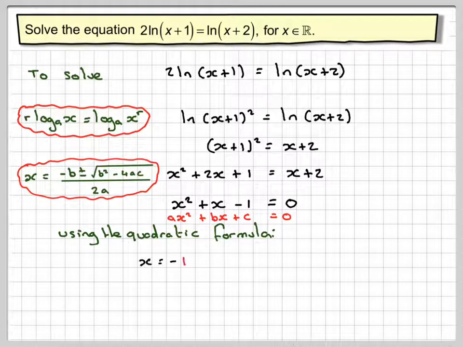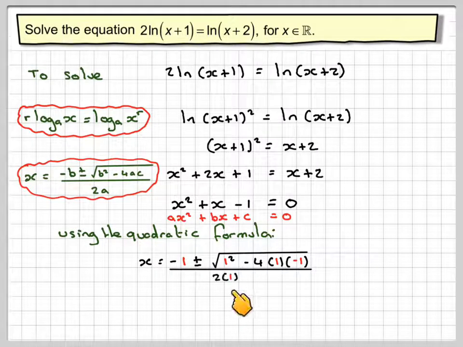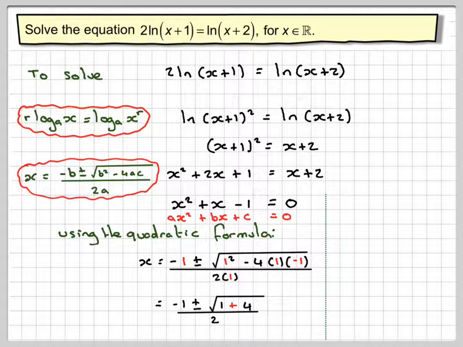So substituting in, we're going to have that x is equal to minus 1 plus or minus the square root of 1 squared minus 4, and use brackets here, times a, which is 1, times c, which is minus 1, all over 2 times a, so it's 2 times 1. So it's going to be minus 1 plus or minus the square root of 1, minus 4 times 1 times minus 1 makes plus 4, over 2. So that comes down to x is equal to (minus 1 plus or minus root 5) over 2. These are the two solutions.